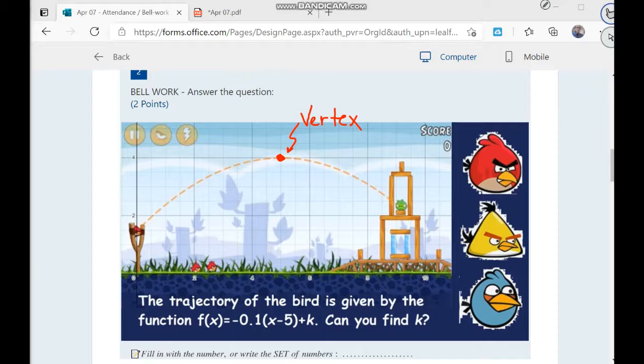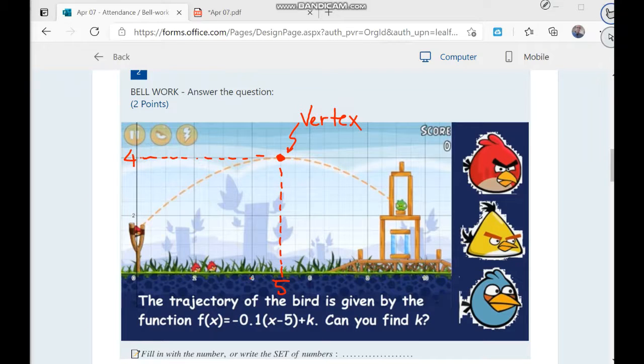And we have the coordinates. The x of the vertex is between 4 and 6. It's 5. And the y of the vertex is right here. It's a bit tiny, but it's 4. We have the coordinates x equals 5, y equals 4.